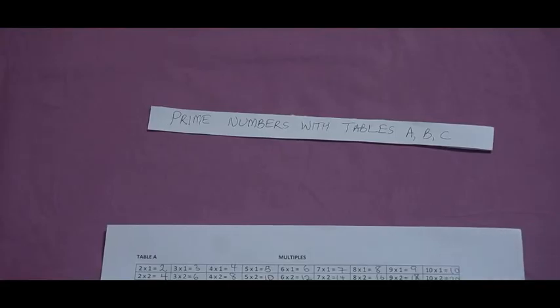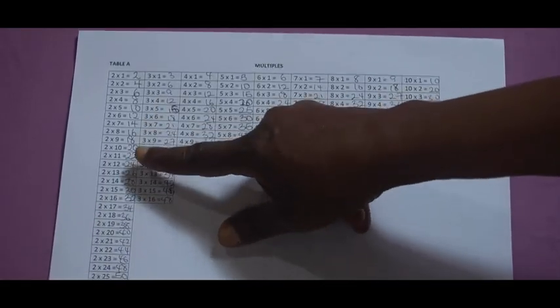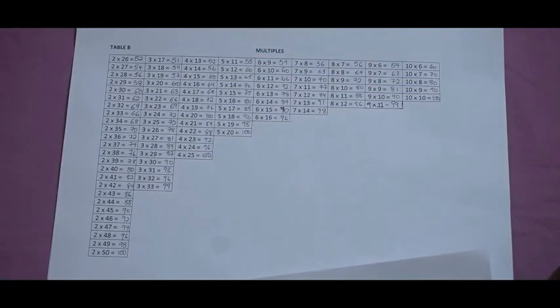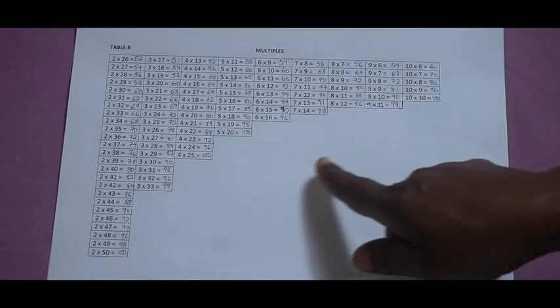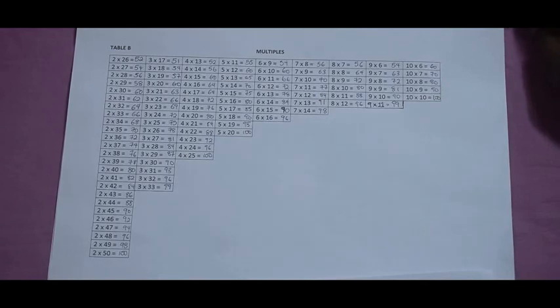Okay, then you have done filling your table of multiples, right? The different tables. Table of 2, table of 3, you filled everything. What about the other one? Next one. All the way to 10 times 10, 100. Okay.